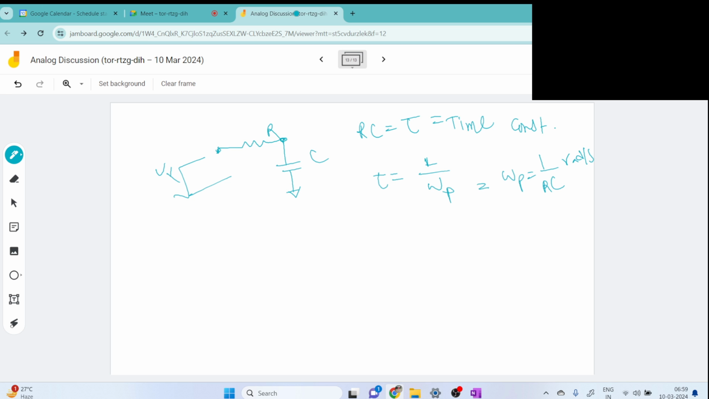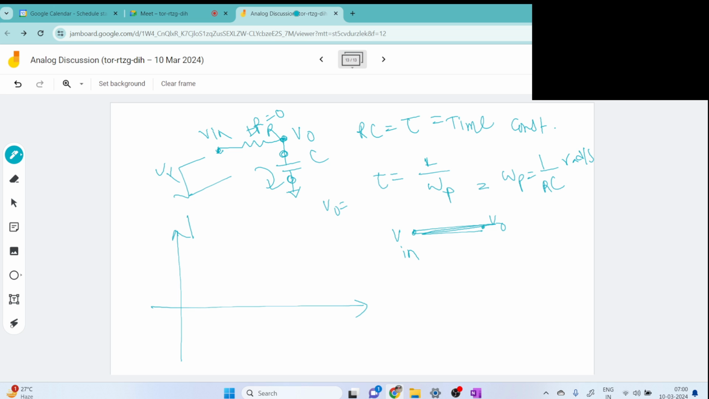Now if we draw the Bode plot of this RC circuit, what will that be? We know that for the DC gain, this capacitor is open, and this is our V out. So our V out becomes V in, because there is no IR drop. So our circuit becomes this, with V out and V in, and we can see that V out is equal to V in, right?